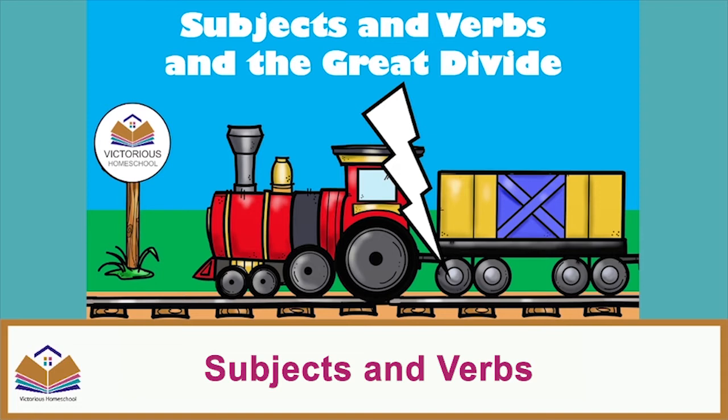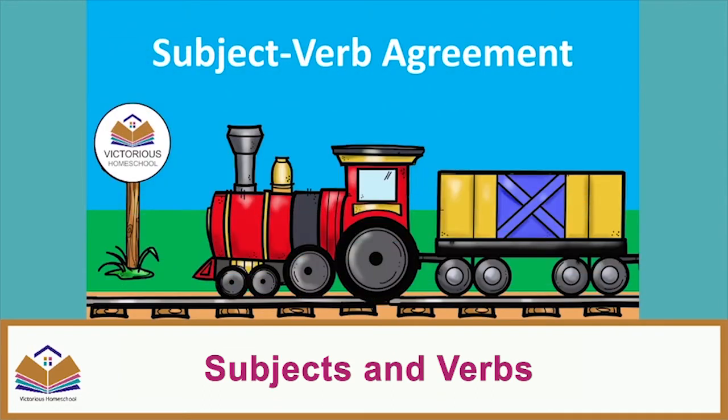So last time we talked about the subject and the predicate, and we said that we're only going to allow choo-choo trains to enter the sentence railroad if we have a complete sentence. Now today we're going to talk about subjects and verbs and the great divide, which means that we have to treat subjects and verbs differently for them to be in harmony. And we start by making sure that they agree with each other.